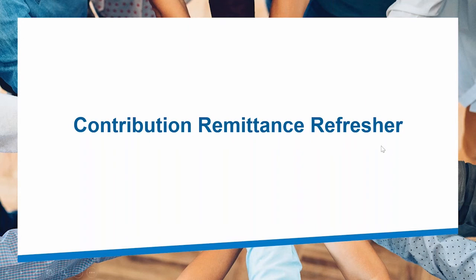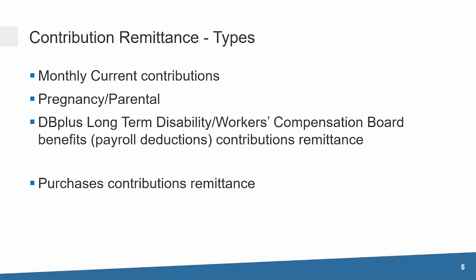In the following slides, I will briefly cover the CAT RPP and CAT RCA contribution remittance process. And when I refer to CAT RPP, I'm referring to the CAT's main plan. The remittance process can be broken down into two distinct parts. The first one is the monthly current contributions and pregnancy parental contributions, along with remittances for DBplus long-term disability contributions. And the second part is pension purchase contributions remittance.